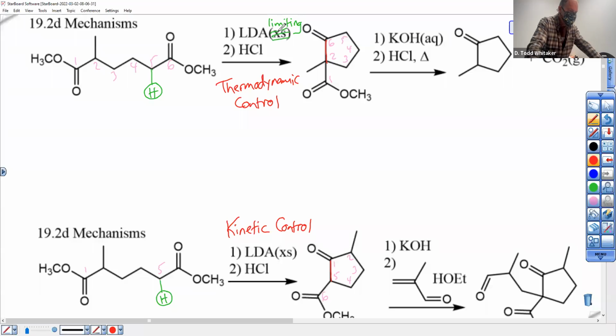If you use a limiting amount of LDA, you'll have an anion here and still some unreacted diester. The anion here is a new base that doesn't have the strict stipulations of LDA being so bulky and only taking this H, that's LDA's only job. Now you're getting a second reaction where the alpha anion here that you're about to make, and we'll show it, the mechanism will show the whole story.